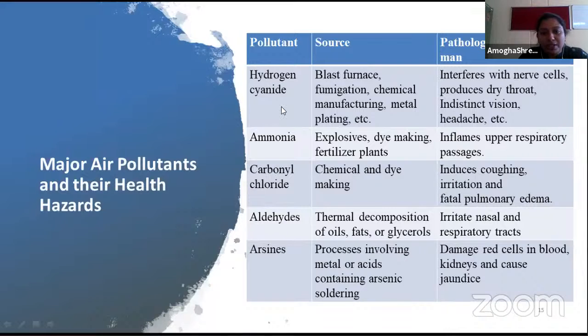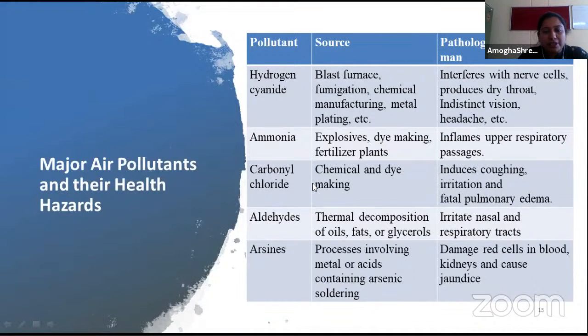So other pollutants like hydrogen cyanide. The source is from blast furnaces, fumigation, chemical manufacturing, and metal plating companies. It interferes with nerve cells. It produces dry throat, indistinct vision, and headache. Ammonia is from explosives, dye making, or fertilizer plants. It mainly inflames the upper respiratory passages.